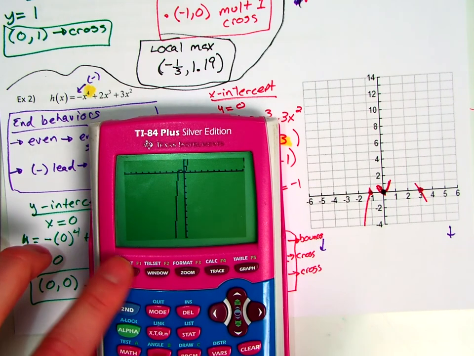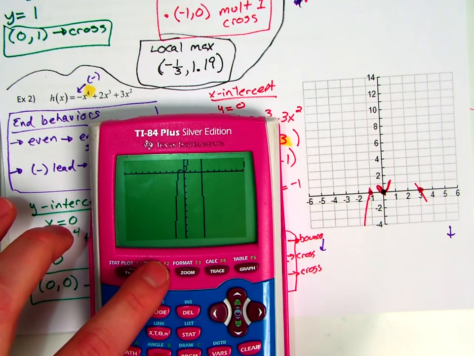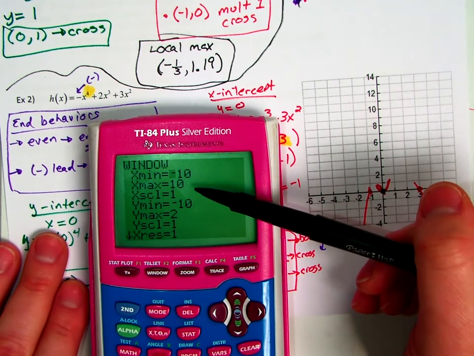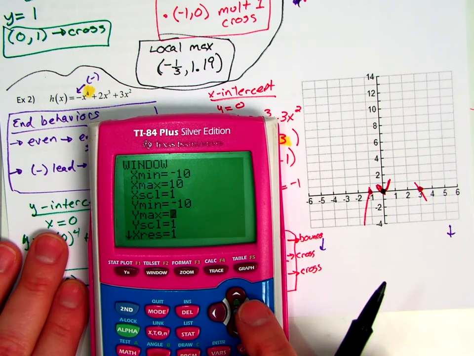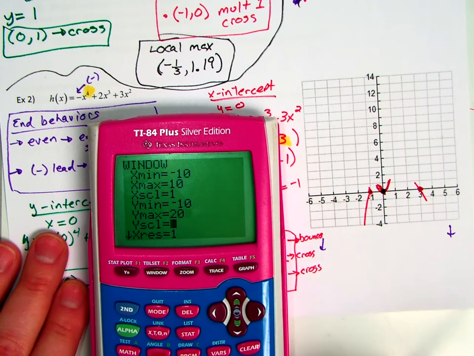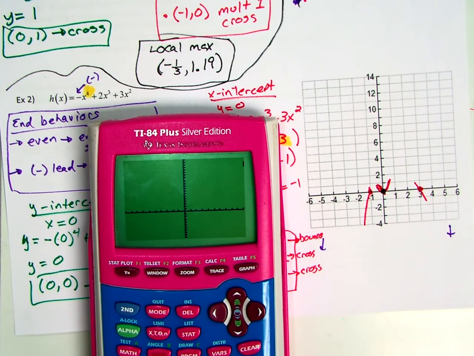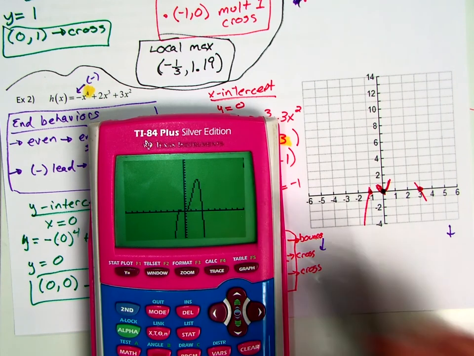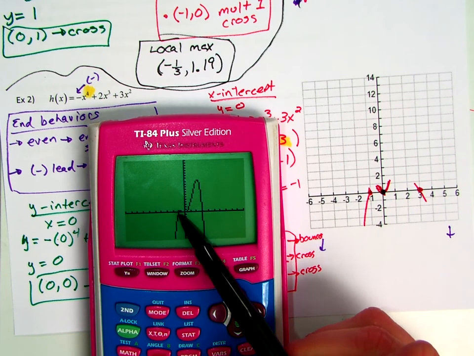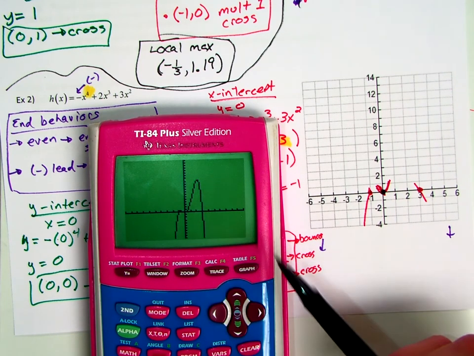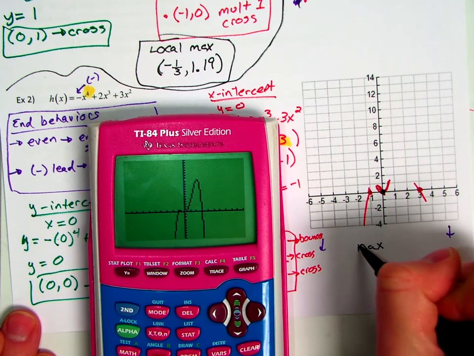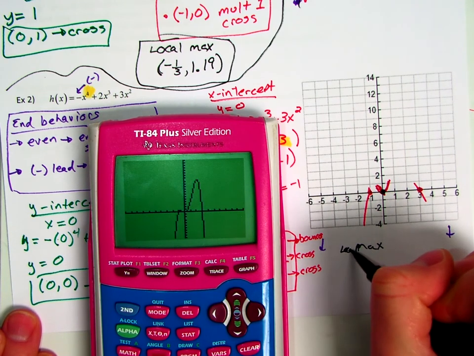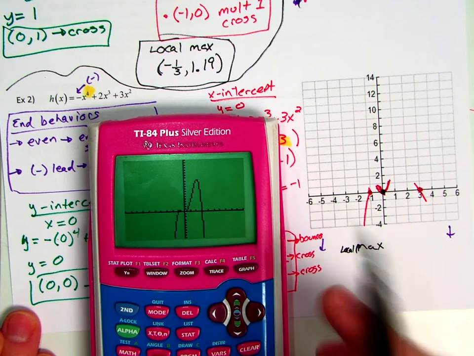Oh, something went wrong. Let's look at my window again. X minimum -10, x maximum 10, fine. Y minimum -10, I tried to make it 20, but it changed it to 2, so we'll graph that again. So sometimes when you're playing with the window, you'll have to play with it multiple times before you see what's happening. So now I'm going to have a maximum that's happening here and a maximum that's happening here. So we're going to go ahead and calculate those local maximums, because, well, this one's an overall max, but this one's just a local max.